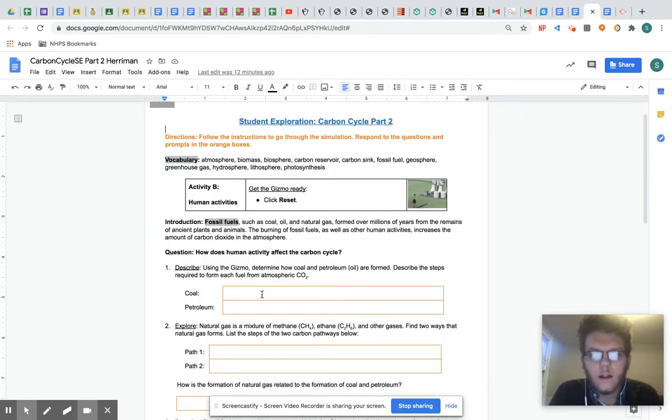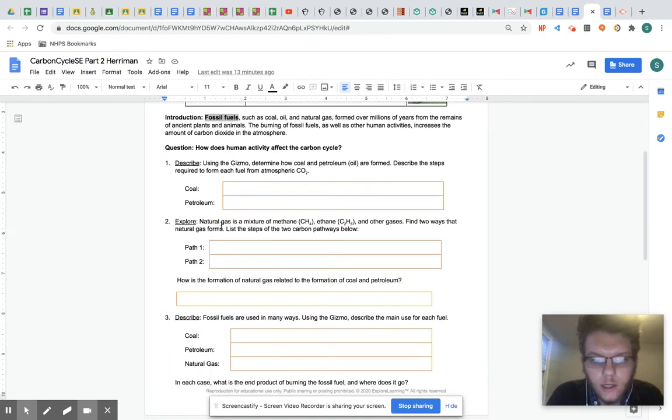So once we write out the summary of how... and so this is not, my apologies, this is the path to achieve each of these. This is not saying how they're formed. This is writing out the pathway, just like we discussed pathways before, from atmospheric CO2 to each of these fuels.